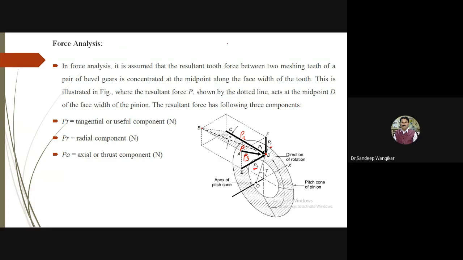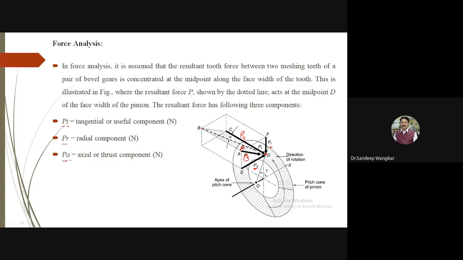So in our diagram you can see BD. We will consider these two different diagrams, and we will go for different equations, and ultimately we have to calculate PT, PR and PA. The resultant force is shown by dotted line P, and the resultant force has three major components: PT, PR and PA. The tangential component, the radial component and the axial component.